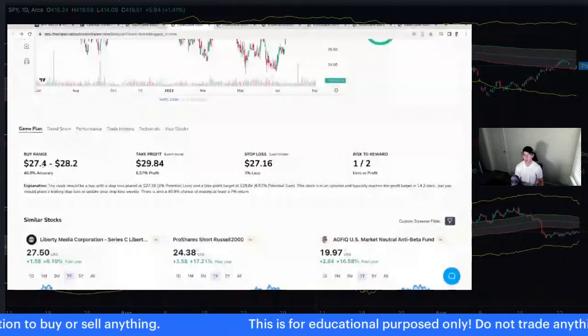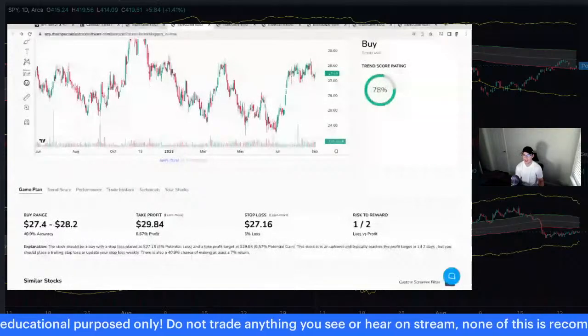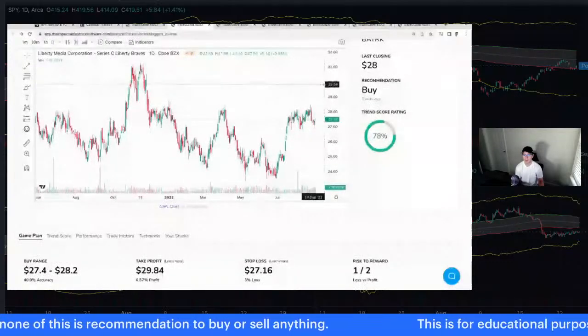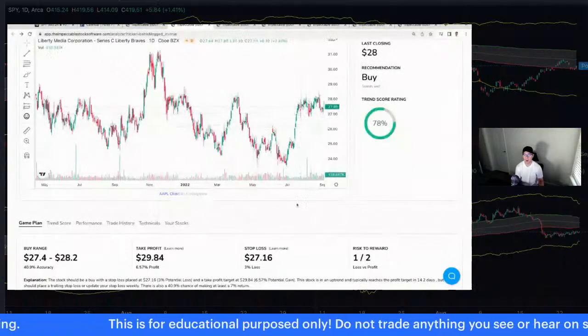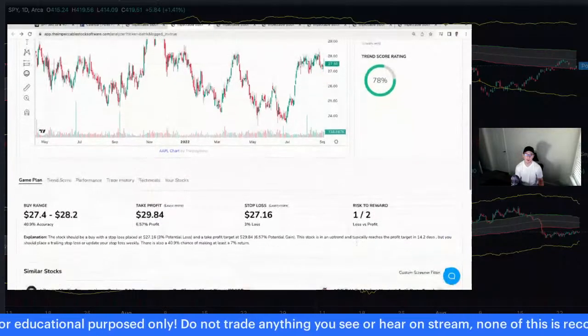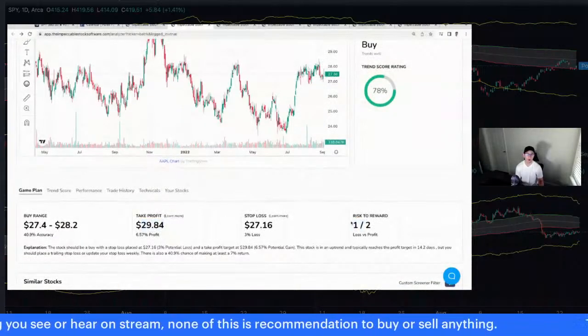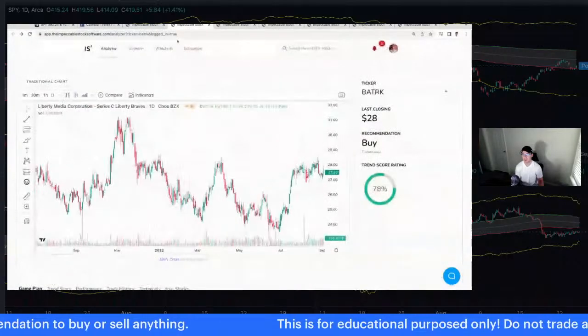And you can kind of see here that's what the game plan is. Buy roughly around 28.20. That's kind of like our high level. Take profit around 29.84. So around this level, kind of expecting here, with a stop loss around 27.16. So roughly about what I was saying, with a risk to reward of 1 to 2. Again, if you have a take profit around 31, it's going to push it more towards the 1 to 3, which is a better risk to reward. So that's kind of what you're looking at for the game plan for that stock.